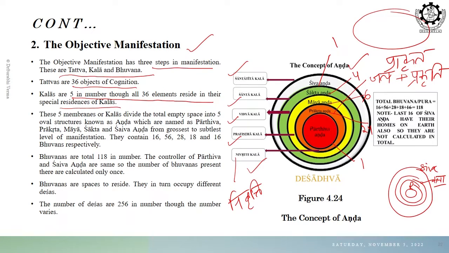So, this is the way all the Tattvas are encapsulated, and the prominent membranes or prominent Kalas are marked as Shanta Tita, the covering of the Shiva adhva. Then Shanta, the covering of Shakta adhva; the covering of Maya adhva is Vidya Kala; the covering of Prakrit is Pratishtha Kala; and the covering of Parthiv is Nivritti Kala. This is how the concept of desh adhva, that is the space. Desh is equal to space. Adhva means marg, path. So the way the space is being aligned is depicted in this concept of adhva.